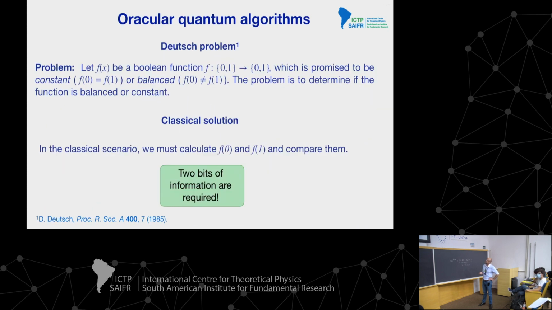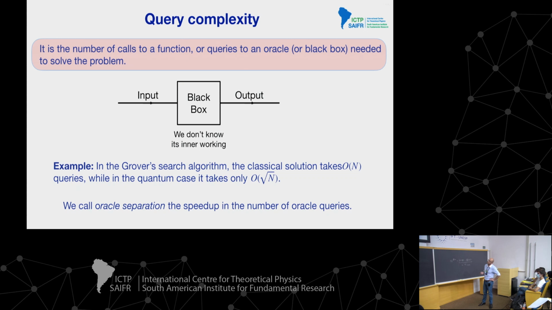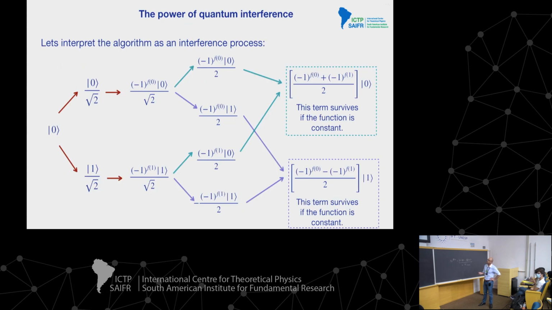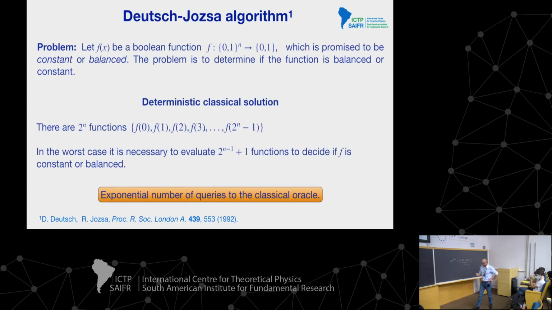Let me remind you about this word, separation, this oracle separation. In this case, we observe that if I have a quantum algorithm that is able to decide with just one query, there is an exponential separation, right? This is true, right? But just when we are interested in the deterministic solution, in which case we must be sure that the function is constant or balanced with 100% certainty, okay?